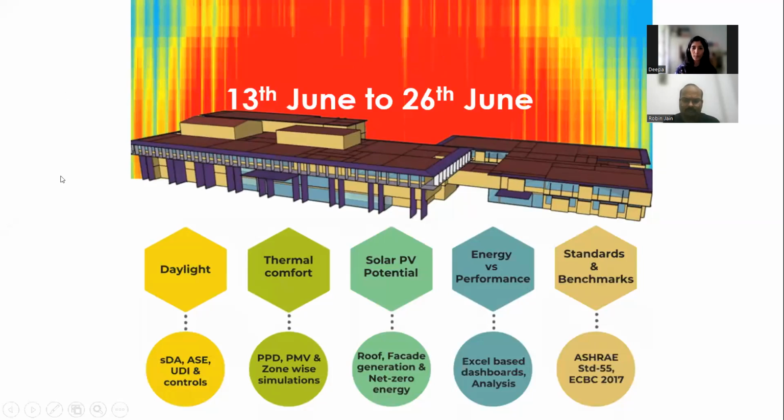You can see here the topics that will be covered: daylight, and in that the metrics, the sDA, annual sunlight exposure, ASE, UDI, and then different controls. And for thermal comfort, look at these metrics. And then you have solar PV potential also in this module. So if you've taken OS 1 and then you take OS 2, then you have covered the entire building design part, and you add the solar PV. So with that, you can in a way look at net zero potential for your project. And that's why we brought in the solar PV in OS 2.